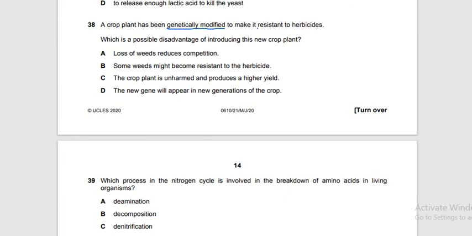Now, they said a crop plant has been genetically modified to make it resistant to herbicide. Now, what is the possible disadvantage of introducing this new crop plant? Loss of weed, reduced competition, that's an advantage. Some weed might become resistant to the herbicide. That's a disadvantage. So the answer to that question is B.